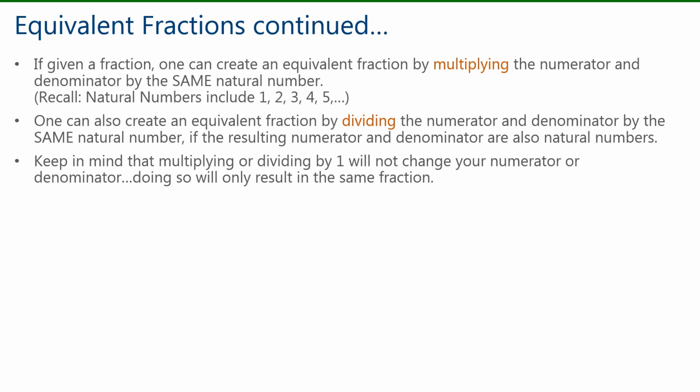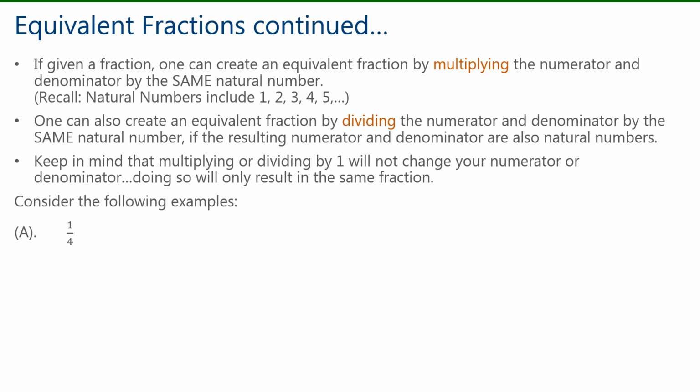One thing we need to keep in mind, though, as we go through some of these examples, is that multiplying or dividing by 1 will not change your numerator or denominator. 5 times 1 is still 5. 8 times 1 is still 8. 10 divided by 1 is still 10. So if we were to go with 1, we're only going to get the same fraction back. So that doesn't really serve our purpose.